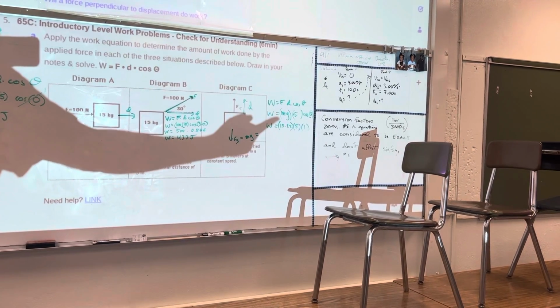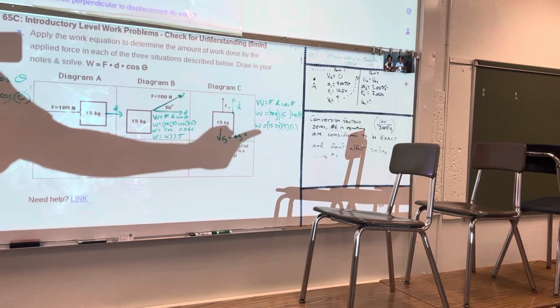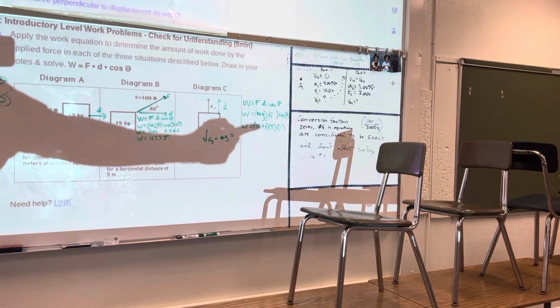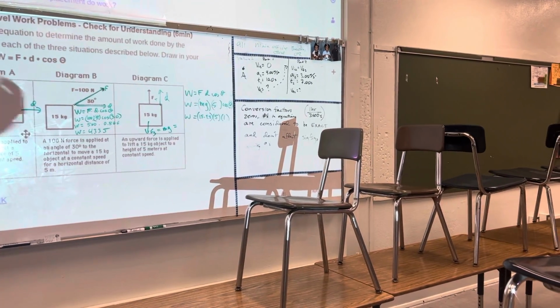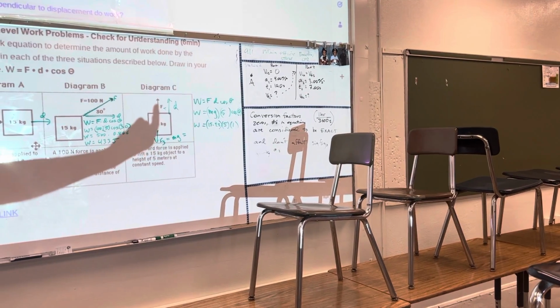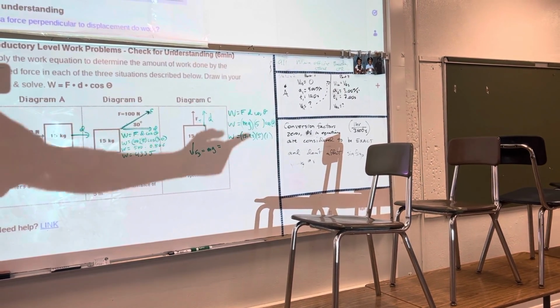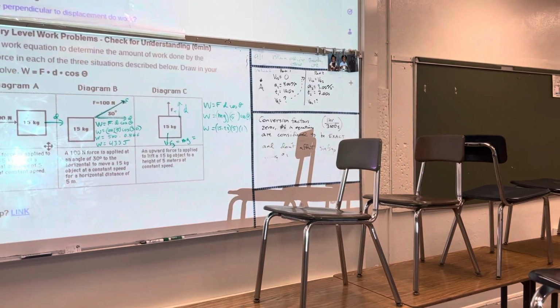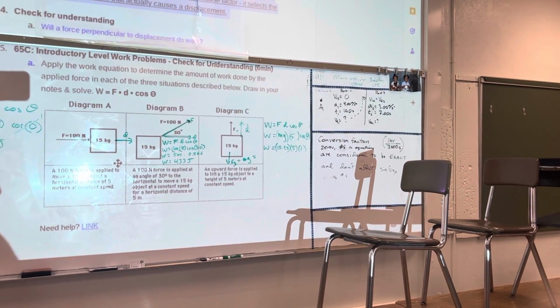The force is mg, which is 15 kilograms from right there, times 9.8 meters per second squared, times the displacement, which is 5 meters, times the cosine of the angle between the force, which is up, and displacement, which is up. So that's the cosine of 0, which is 1. And when you multiply all this stuff out, you end up with 735, I think is the answer. And that's it.